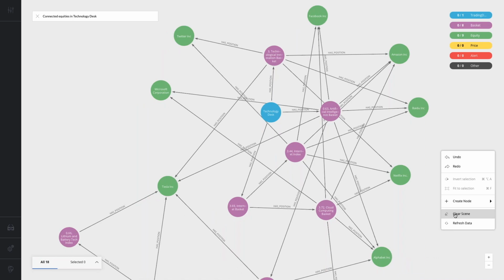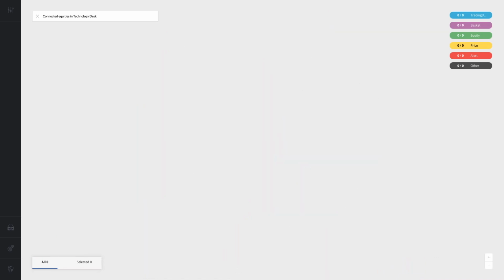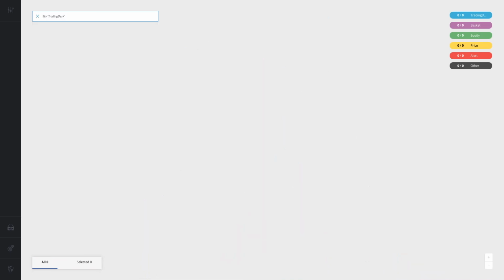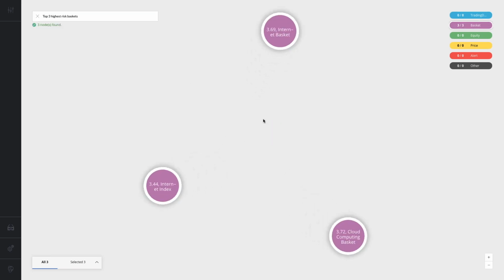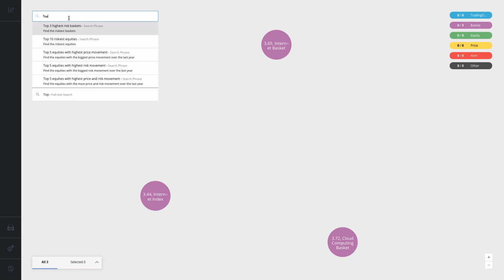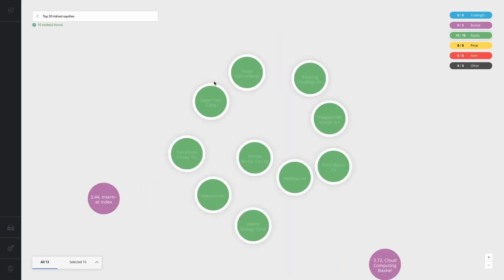So I'll just show you a couple more natural language search phrases that we've defined here. So if you're an analyst, you can easily go and see, let's say I want to see the top 3 highest risk baskets. And you can go and see it's these 3 baskets: cloud computing basket, the internet index, and this internet basket. And you may want to do this in multiple different ways. So if you want to see the riskiest stocks or the riskiest of a certain asset class, for example, we can find the top 10 riskiest equities.